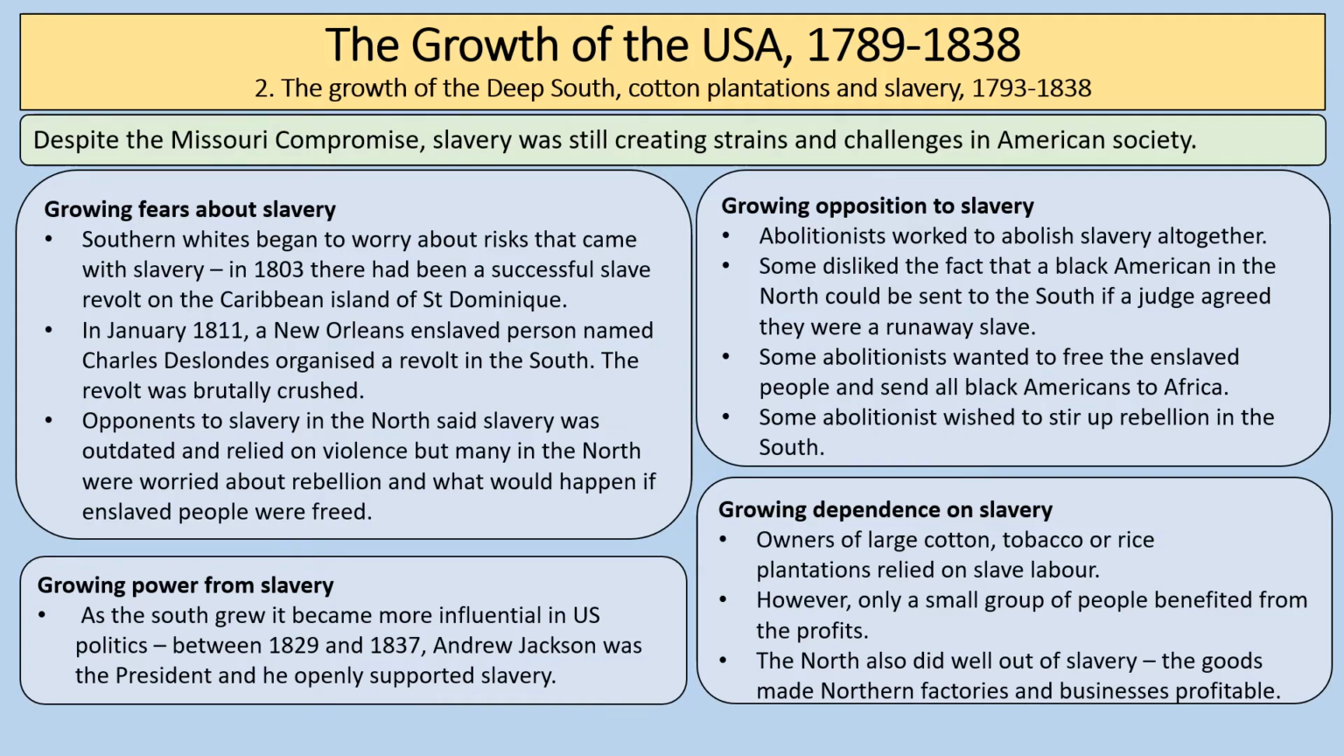And opponents of slavery in the North said slavery was outdated, it relied on violence, but many in the North were also worried about rebellion and what would happen if enslaved people were freed. Remember that there were 2 million enslaved people in the South at that time.